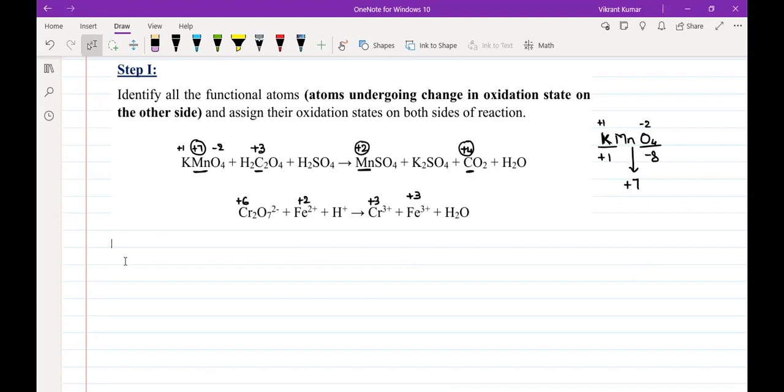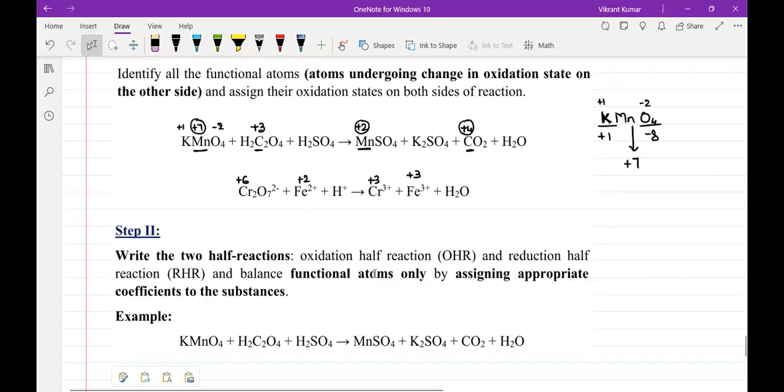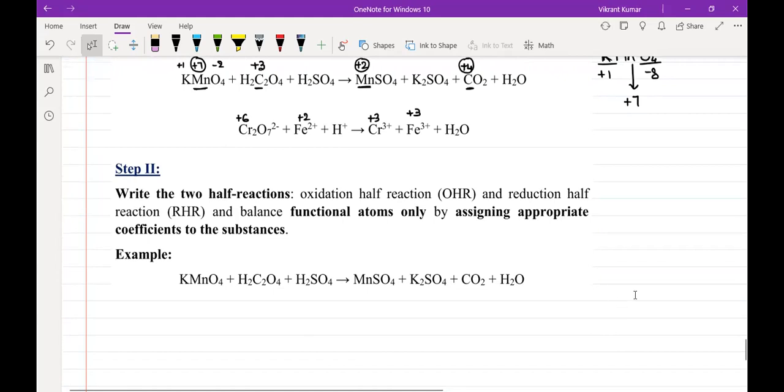reduction half reaction, involving only those substances which are having the functional atoms. Okay? So I'll give you an example. We will carry both these examples along every time. So if I am having this one, what did I do? First I will write the oxidation half reaction and reduction half reaction. So the oxidation half reaction will include carbon going from +3 to +4. So I'll write H2C2O4 giving CO2. Is it okay?